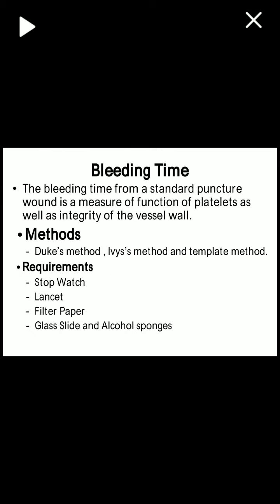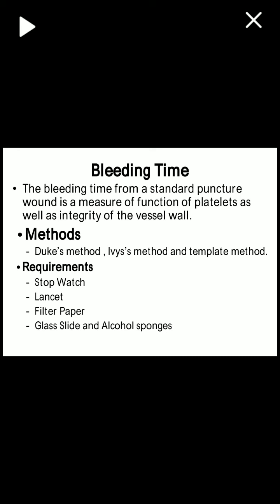So first one is the bleeding time. Bleeding time is nothing but the bleeding time from a standard puncture wound. It's a measure of the function of the platelets. That function means platelet adhesion, aggregation, release and the plug formation. All these constitute the function of platelets, and this will also measure the integrity of the vessel wall. Is there any abnormality in the vessel wall or is there an abnormality in the platelet? So in bleeding time we have different methods of estimation, like Duke's method, Ivy's method, template method, finger prick method.